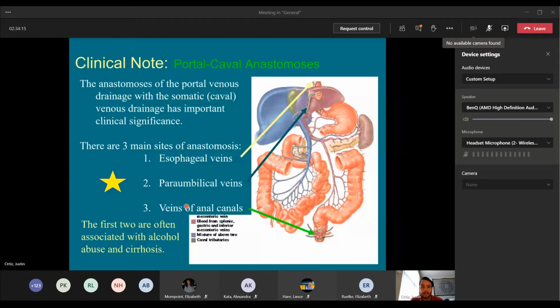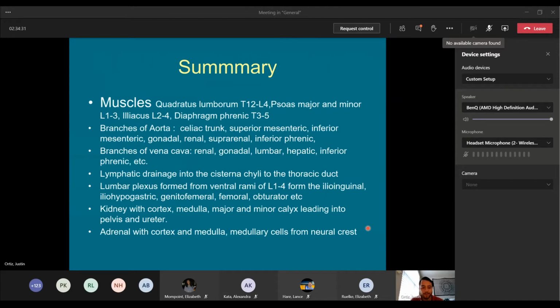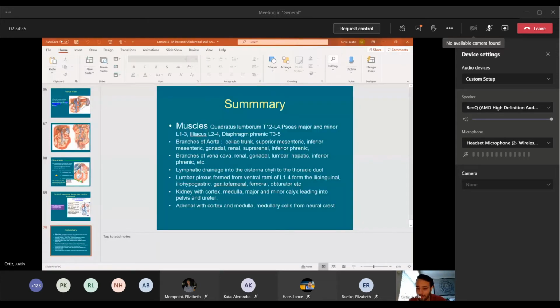And then again, do not memorize this picture. It's just for reference, to show you how the esophageal vein is going to be anastomosing with portions of the inferior vena cava, same thing with the paraumbilical, and same thing with the veins of the anal canal. And this is just a summary. And that's it. Okay, not too bad.